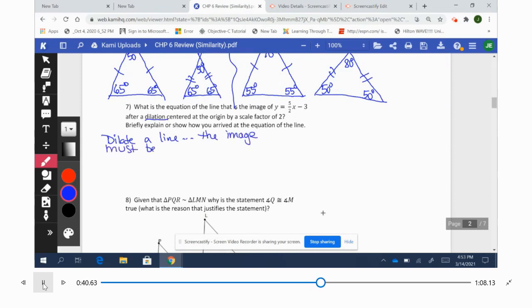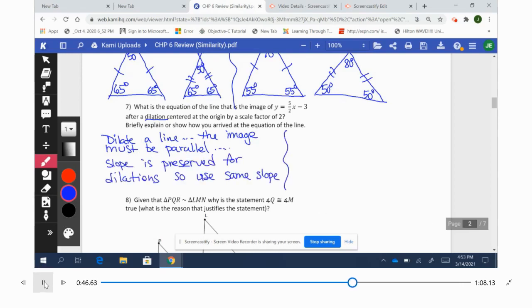Number 7, it is dilate a line. So anytime we dilate a line, the image must be parallel to the pre-image because slope is preserved under dilations. Okay, so we're going to use the same slope. Now the slope on this line that's given is 5/2. So our image is going to have a slope of 5/2.